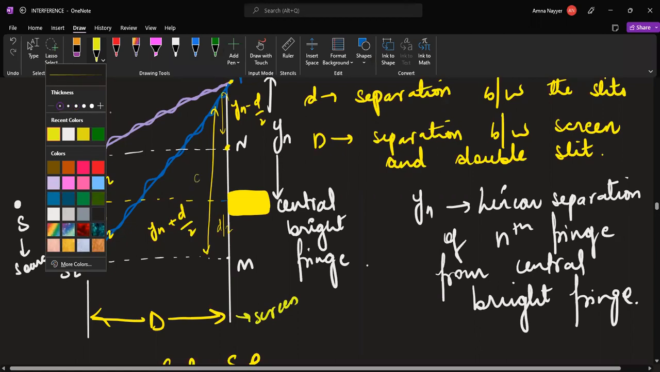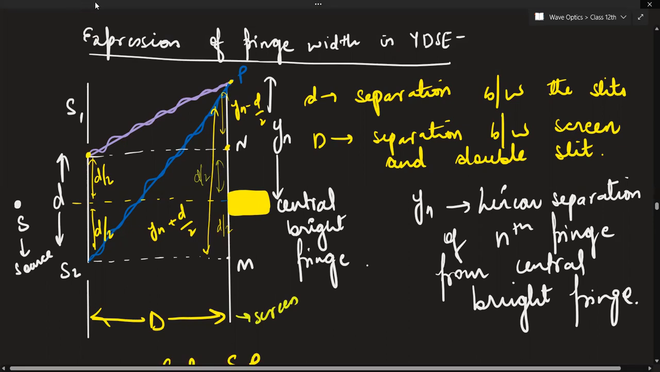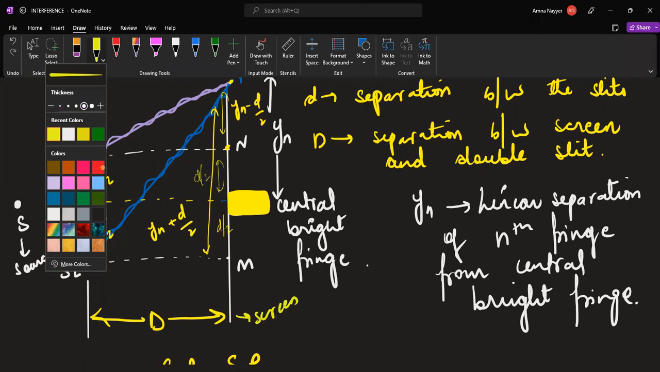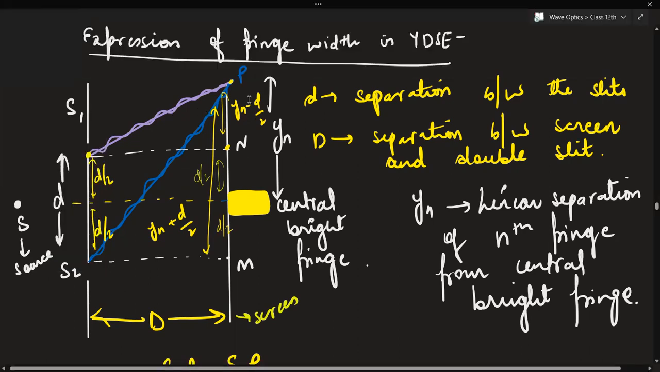This small part is d by 2. So this one will be yn minus d by 2. Whereas if you take the bigger triangle PM, this will be yn plus d by 2. Now why do we need this? To find yn, we'll use path difference.